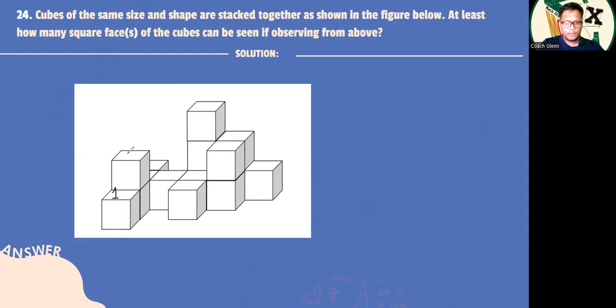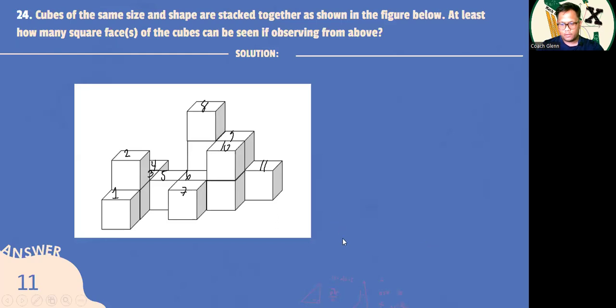Start here. We have 1, 2. Okay, this box here that's covered. 3, 4, 5, 6, 7, 8. Okay. 9, 10, and then finally 11. So we should have a total of 11 squares visible from above.